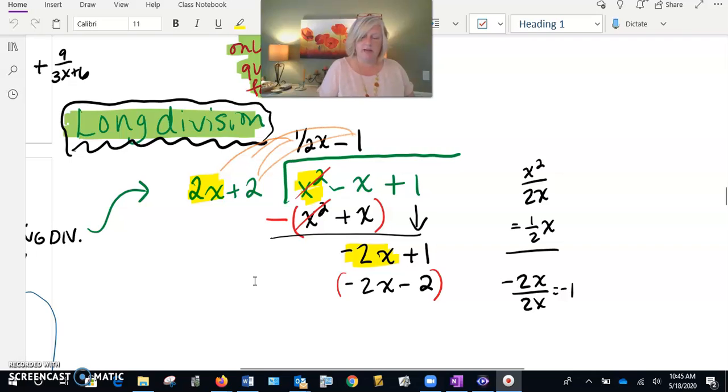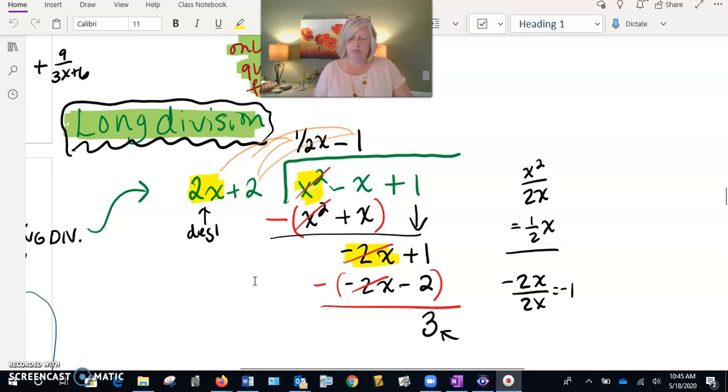And when we subtract, we would cancel the first two terms out. We would combine the other two together. Plus 1 plus 2 gives us a 3. And we know that we're done with our long division because the degree here is 1. When you get down to a constant, that degree is 0. When the degree is smaller, then you have a remainder. So the 3 right here is going to be my remainder, and then we've got our quotient.